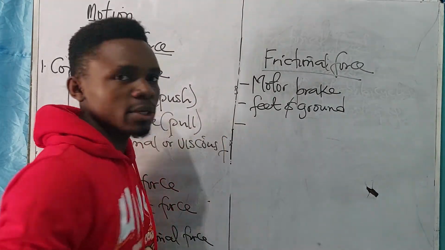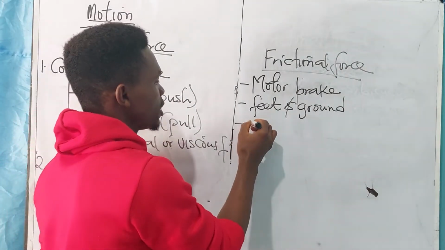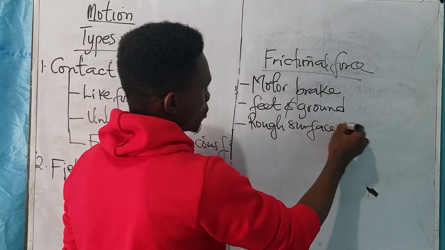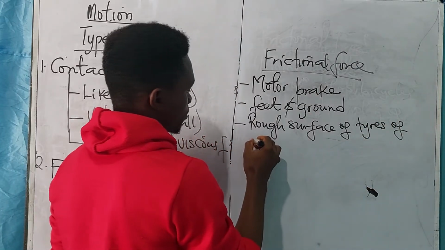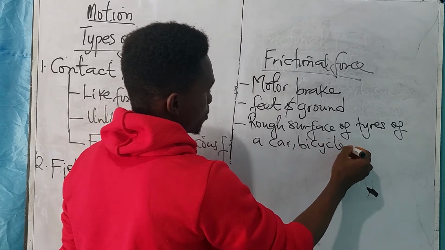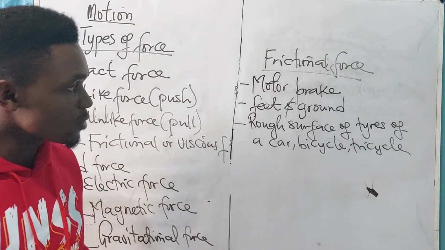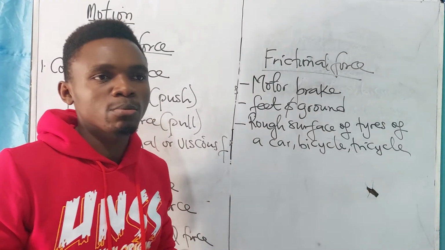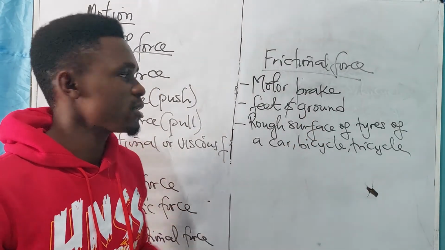Now the third application of frictional force or friction is the rough surface of tires of a car, bicycle, and even tricycle, then even bike. Right, that's why their tires are made rough, right, because of what? Friction, so that they will not be falling. It is made rough because of the friction that is present in it.